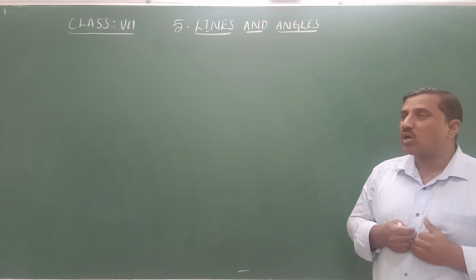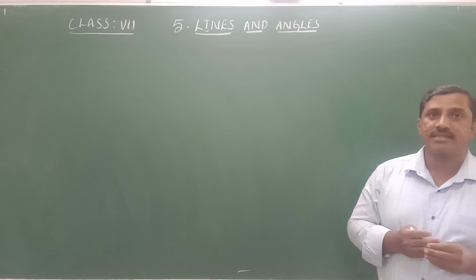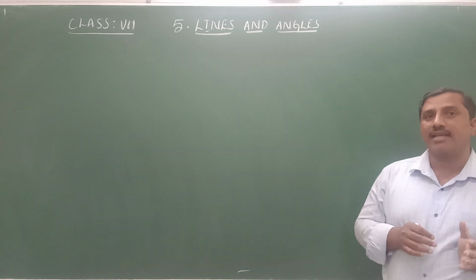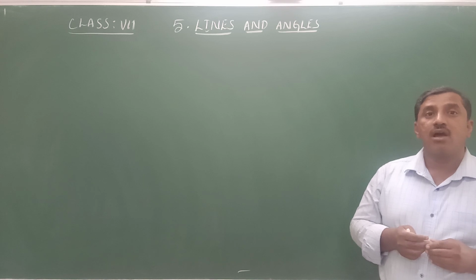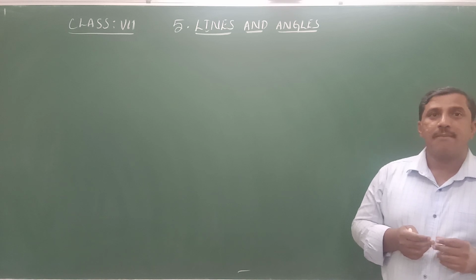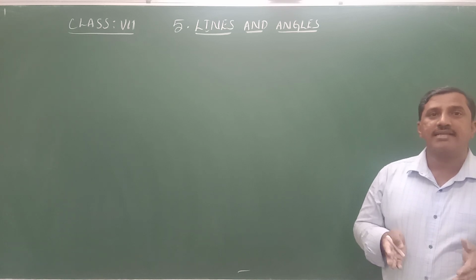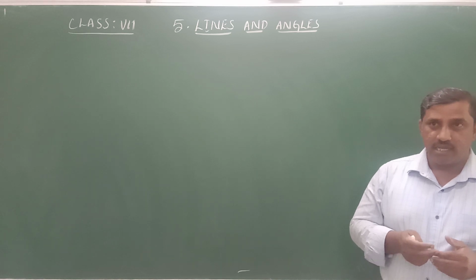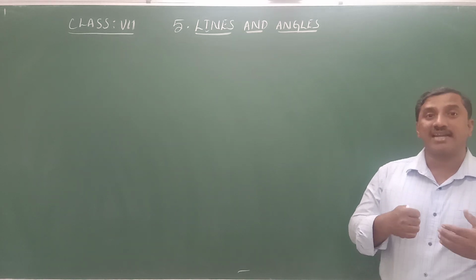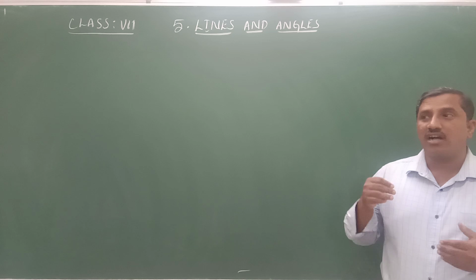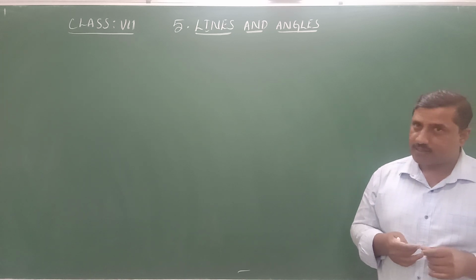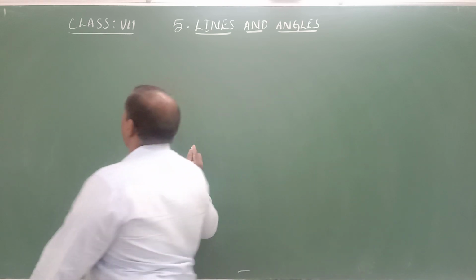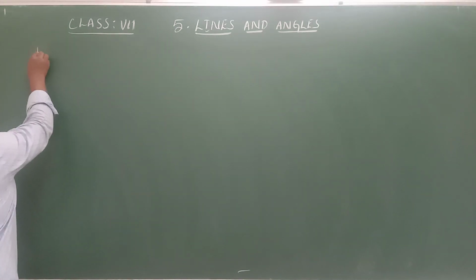And today we are going to discuss lines like intersecting lines, perpendicular lines, concurrent lines, parallel lines and a transversal. Then, what are the angles made by a transversal? What do we call such angles? We will discuss in detail in this class. So the first thing is intersecting lines.